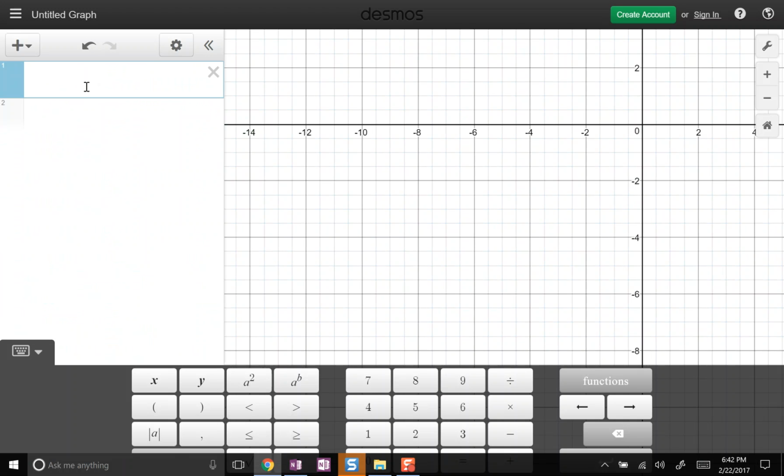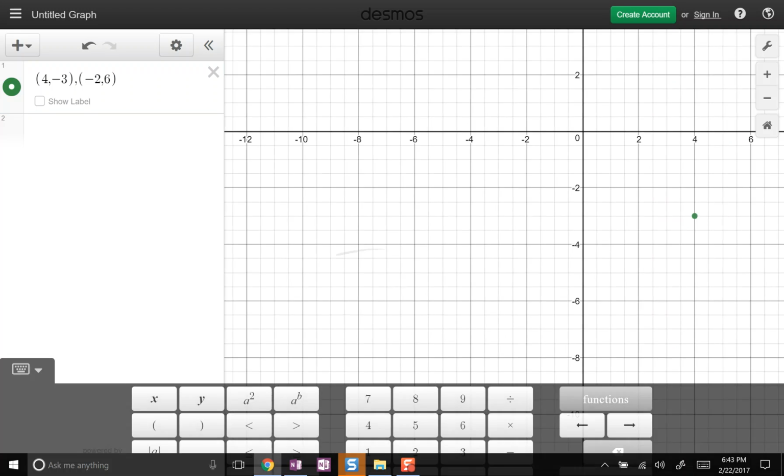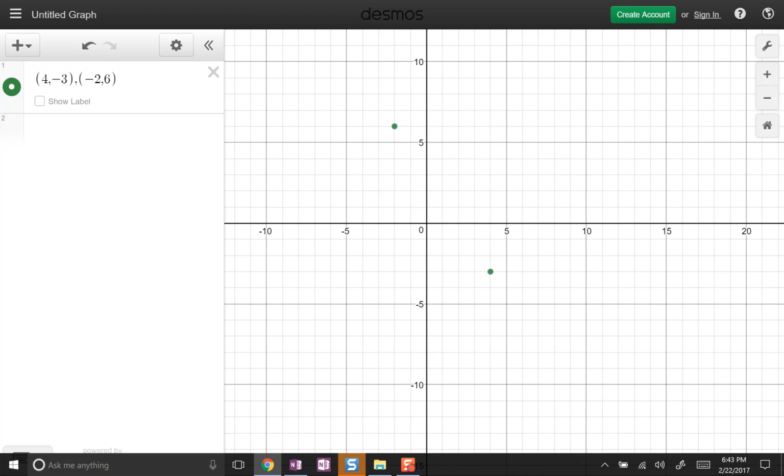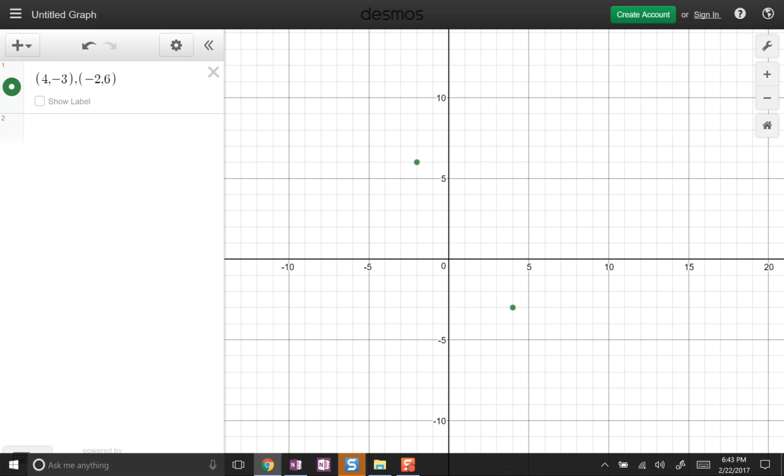So it would look like this. You have (4, -3), comma, (-2, 6). You can easily see that if the line goes through those 2 points, then you've done it correctly.